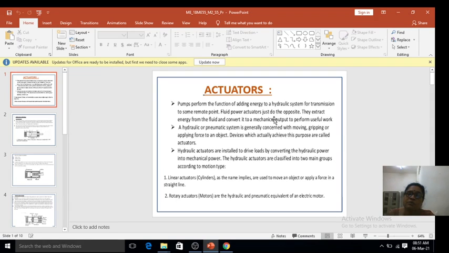The pumps perform the function of adding energy to the hydraulic system for transmission to some remote points. The fluid actuators do just the opposite of the pump, that is, they extract the energy from the fluid and convert it into a mechanical output to perform useful work.